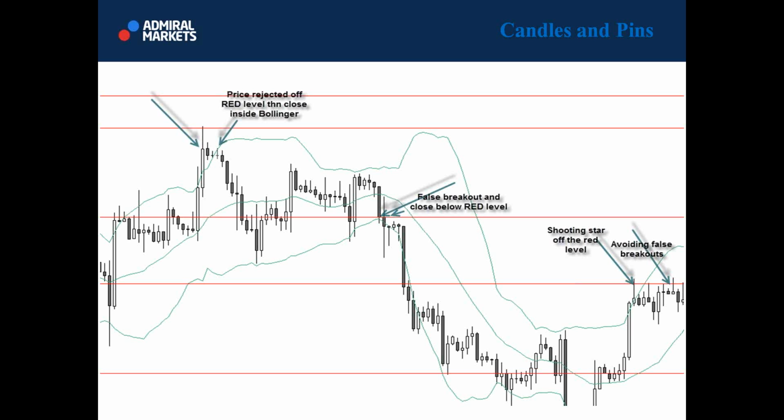This third arrow. Fourth arrow, shooting star of the red level. Shooting star candle configuration of the red level. You can see the price went down multiple times. This is a 1 hour time frame, so at least we could have traded some 20 pips moves on those candle signals. So these are all signals which filter for our trades.